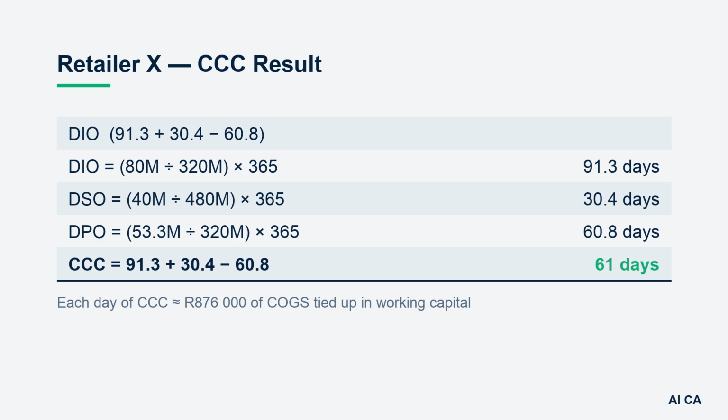DSO is 40 million divided by 480 million times 365, 30.4 days. DPO is 53.3 million divided by 320 million times 365, 60.8 days. The cash conversion cycle is 91.3 plus 30.4 minus 60.8, 60 days. Retailer X needs to finance 60 days of operations at any point in time.